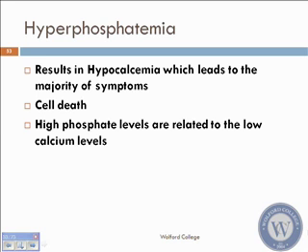Hyperphosphatemia results in hypocalcemia. Okay, remember we said it always goes in reverse, so when you get hypocalcemia, it usually leads to hyperphosphatemia. Usually the hypocalcemia is what leads to the majority of the symptoms. If you give too much phosphorus, it's also dangerous because it actually causes cell death. High phosphate levels are related to low calcium levels, which of course are the ones that cause most of the symptoms.